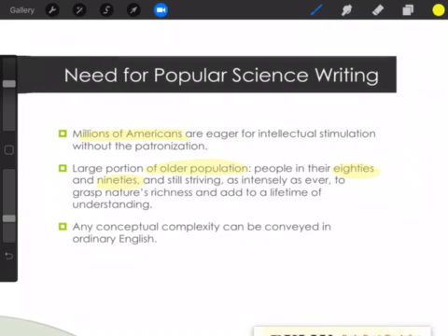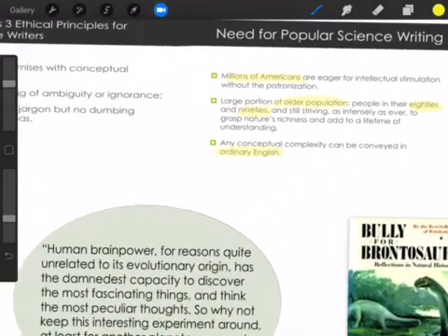And then any conceptual complexity can be conveyed in ordinary English. So this means that you have to be very good at defining these terms and able to explain them in a simpler way. You have to know exactly what they are so that you can say them to someone who doesn't know in simple English. It doesn't mean that it has to be complex, but really breaking it down for them.